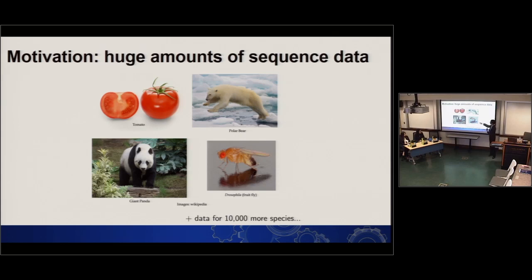With animals like a polar bear and a giant panda, I was interested for conservation purposes, looking at whether there's enough genetic diversity in those populations because they have been declining. And also model organisms like Drosophila, the common fruit fly, whose genetics have been really helpful for humans, actually. So there's just tons and tons of data.